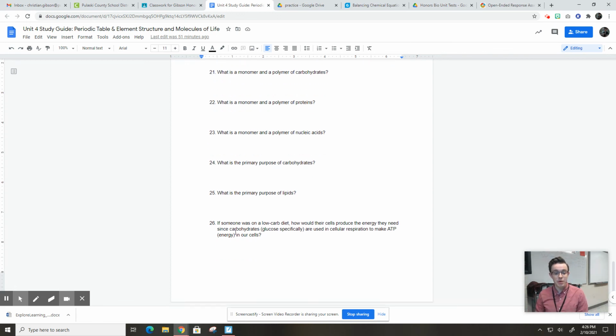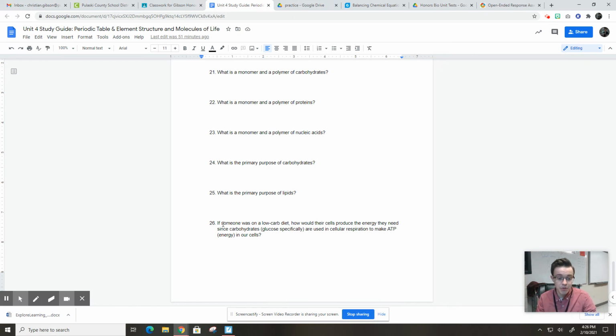Number 25, what is the primary purpose of lipids? They have a lot of cool purposes. The primary one I want you to focus on is they are long-term energy storage. So any extra calories that you were to ingest, usually those are converted into fat storage within the body. Now, if you ever are in a carbohydrate deficit, meaning you haven't had enough carbs, your cells don't have enough glucose to do cellular respiration to make energy, then your body will start breaking down those lipids that you've stored up as like a backup energy source. So lipids are great for long-term energy storage.